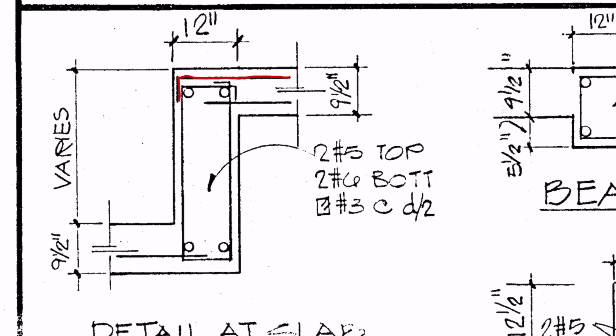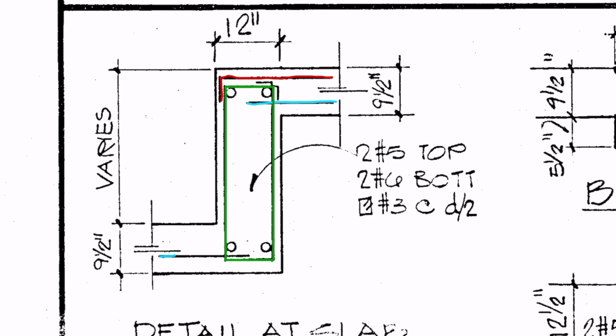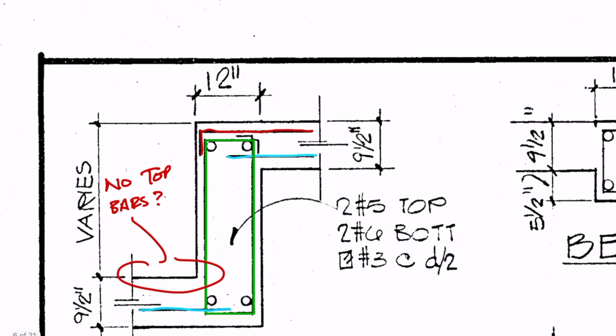This is a typical detail where you've got a step in a slab or a change in level. What this detail is showing is the reinforcement which is going into the slab and the step or the beam. Now what's striking about this detail is that in the lower level slab, there's no top reinforcement showing. Also, what's a little bit concerning for me is the lack of anchorage for the reinforcement.